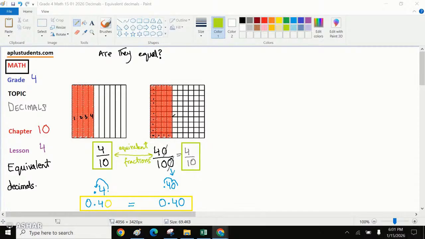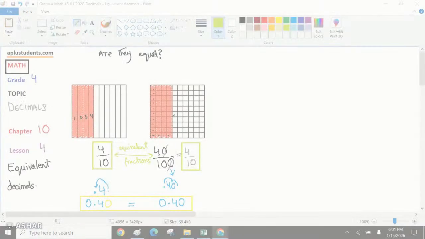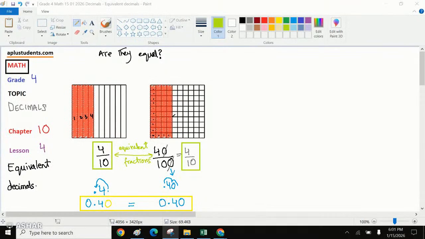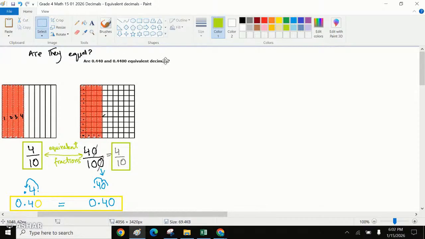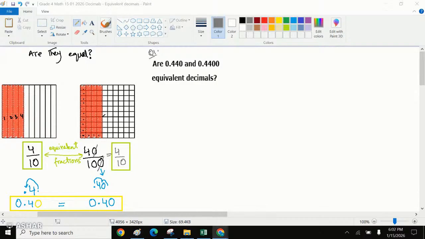So the first question that we have is, are these two decimal numbers equivalent? Let's see. For question number one, the given information is this, and they are asking us if these two numbers are equivalent. How can we check whether they are equivalent or not? What we do is we try to write the numbers together.